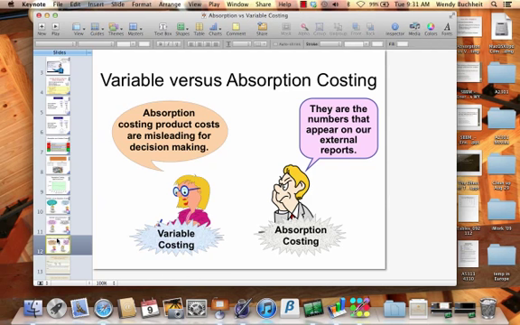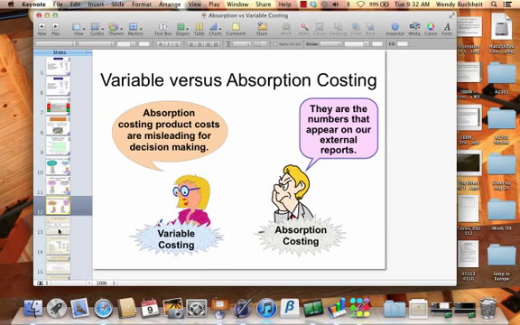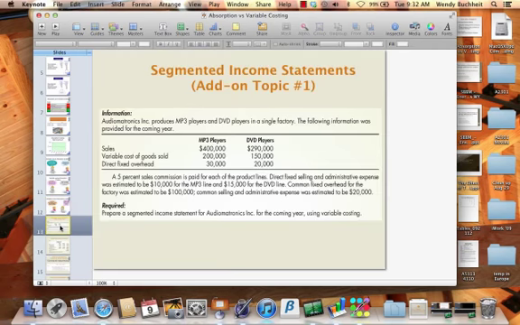A philosophical argument, the big picture is what are you doing with fixed overhead? All right, so that's the bulk of Chapter 8. Remaining discussion in Chapter 8, it's two topics. The first is segment income statement. So for companies that make multiple products, like this example, we've got a company that makes MP3 players and DVD players, right?